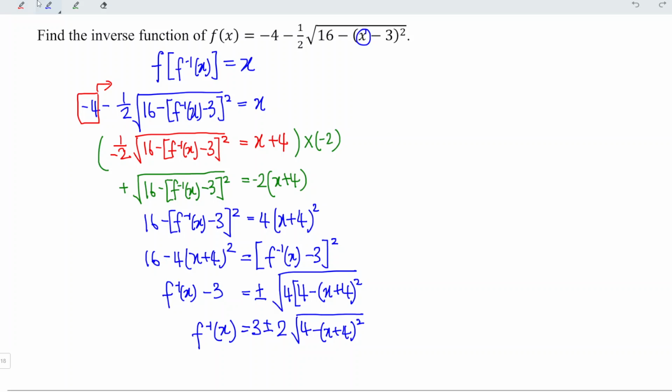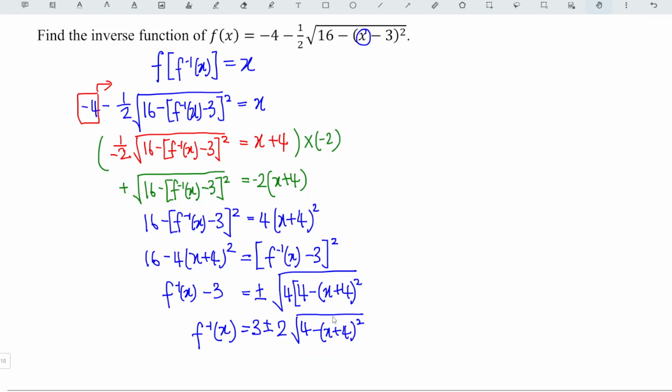We shouldn't stop here because we have to determine the domain of this inverse function. Otherwise, this is actually an ellipse. If we answer and stop here, then our answer is incomplete because this is an ellipse, but this is just part of the ellipse. So we have to determine the domain.